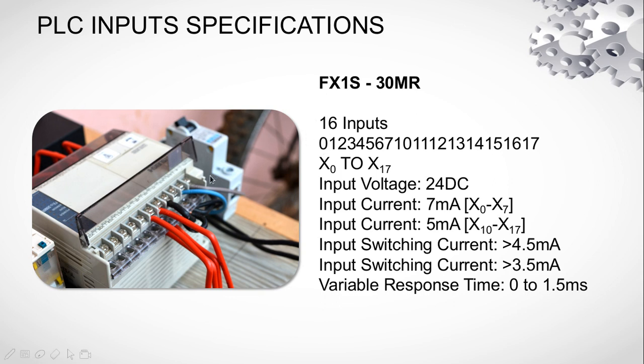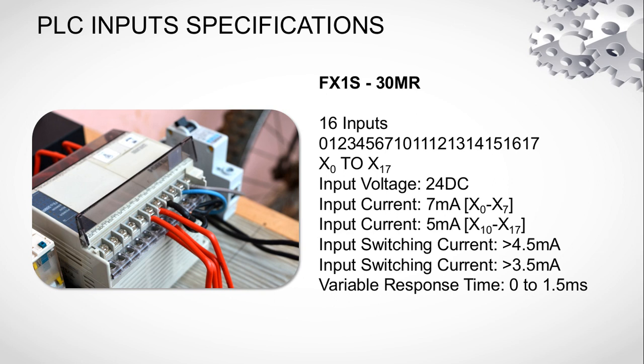So when you look at the input side of this PLC, it's 16 inputs. That is, you'll notice it runs from X0 till X17. But generally, you notice it's 16 inputs from X0 to X17 because you don't have 8, because PLCs run on an octal number system. The input voltage is 24 volts DC. Input current is 7 milliamps.